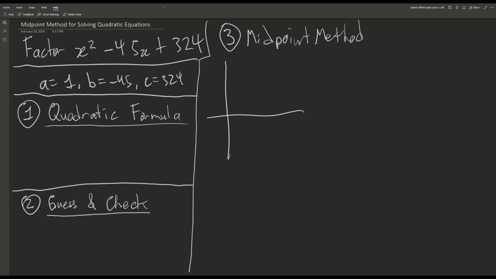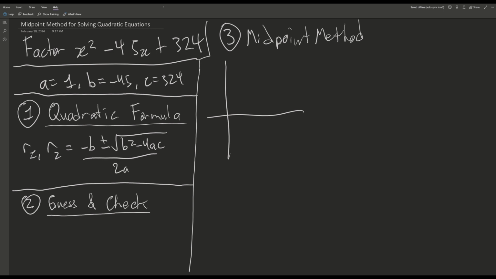Today we're going to be learning the midpoint method for solving quadratic equations. Let's say we're trying to factor the equation x squared minus 45x plus 324. If we were using the quadratic formula, we'd say that root 1 and root 2 are equal to negative b plus minus square root b squared minus 4ac all divided by 2a.